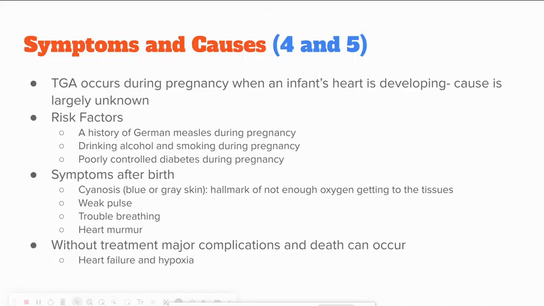I would have to say the risk factors would be a great area of research for scholars. And symptoms after birth include cyanosis, which indicates blue or gray skin. It is a hallmark of insufficient oxygen getting into the tissues. The second one is weak pulse. The third one is trouble breathing, and also a murmuring sound in the heart.